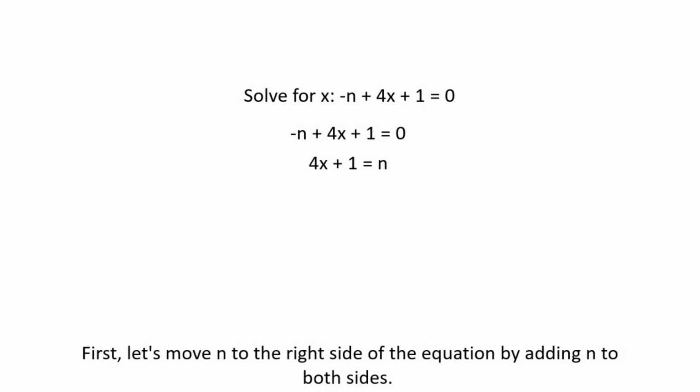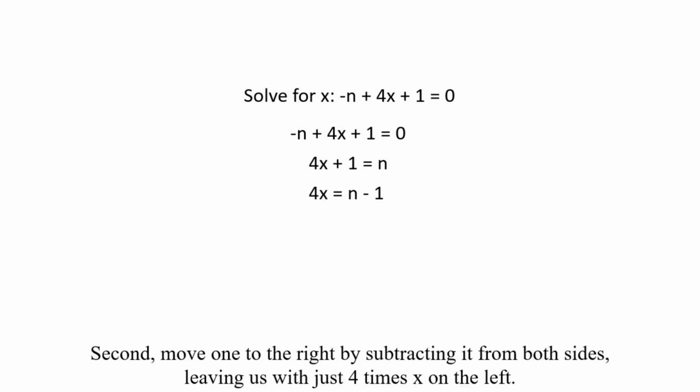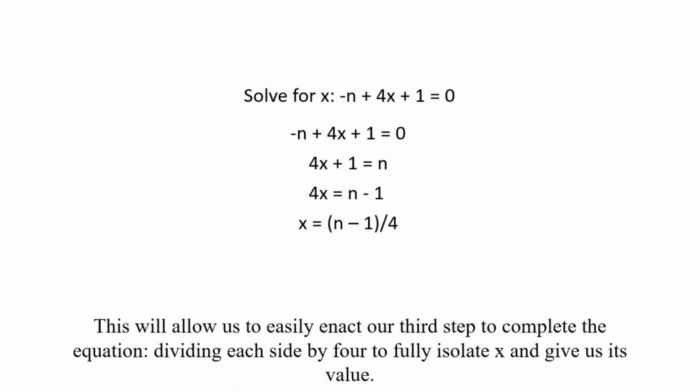First, let's move n to the right side of the equation by adding n to both sides. Second, move 1 to the right by subtracting it from both sides, leaving us with just 4 times x on the left. This will allow us to easily enact our third step to complete the equation, dividing each side by 4 to fully isolate x and give us its value.